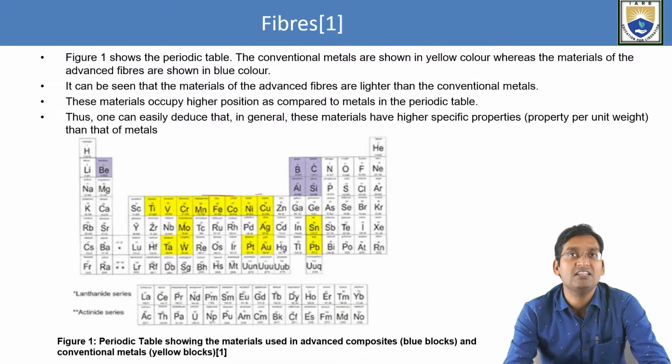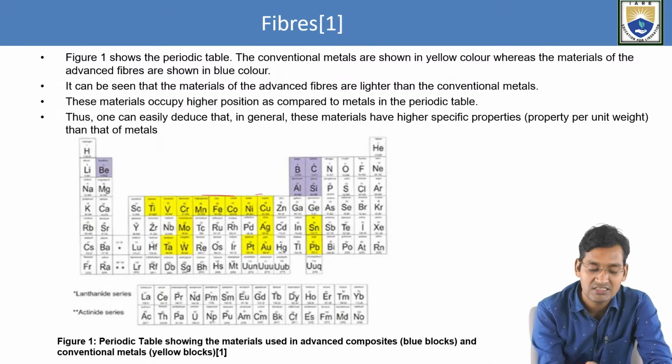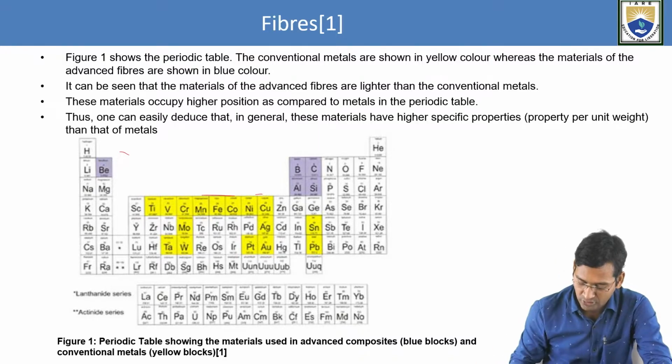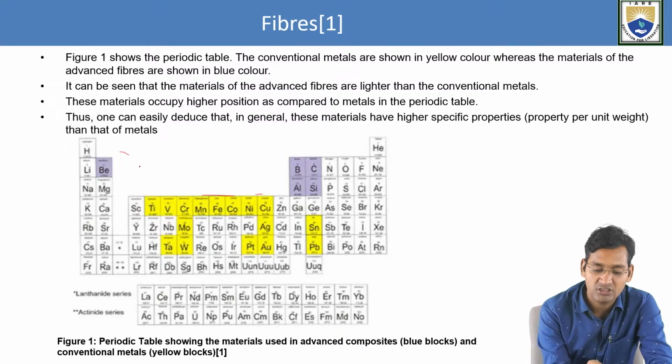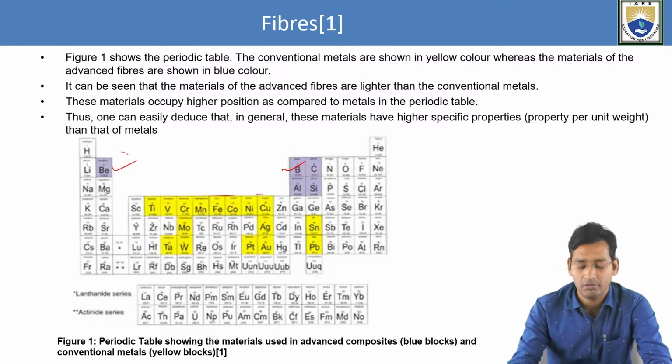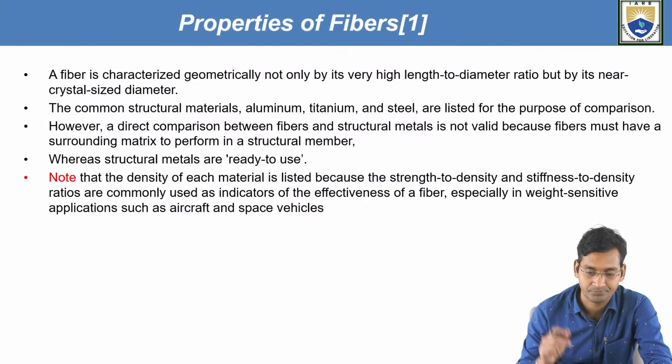Thus one can easily deduce that in general these materials have higher specific property, that is property per unit weight, than that of the metal. So these advanced materials have higher properties compared to the conventional materials for getting fiber. So 4 and 5 are the advanced ones, and the remaining yellow ones are the conventional ones through which we can make the fiber.